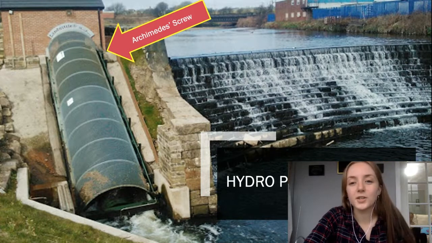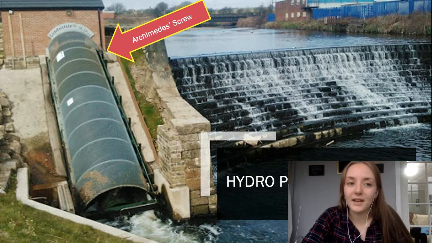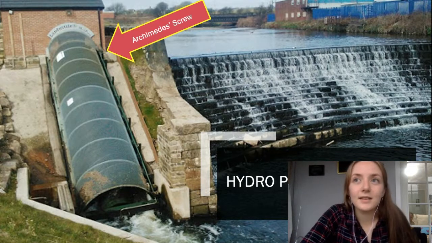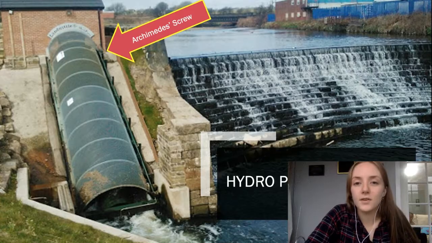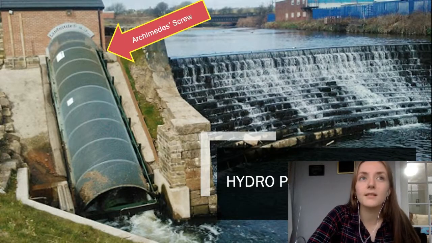So where the water changes height, it passes through this Archimedes screw, it causes it to turn, and then that kinetic energy is transferred to electrical energy using a generator. And when we went to visit this, the person operating it said that it could fuel up to 60 homes, which is very cool because it's a very small power plant as well.